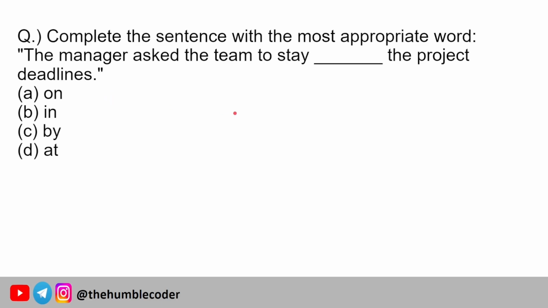Let's see the question now. Complete the sentence with the most appropriate word. So we have the sentence: the manager asked the team to stay dash the project deadlines. The options are on, in, by, at. The manager asked the team to stay on the project deadline. No, this does not seem well. The second option, the manager asked the team to stay in the project deadlines. No, the manager asked. Okay, sorry, guys, I missed this one. The answer was the first only, on only. So the correct answer for this is option number A. The manager asked the team to stay on the project deadlines, because in, by, at does not seem well in this case. The correct answer is option number A.